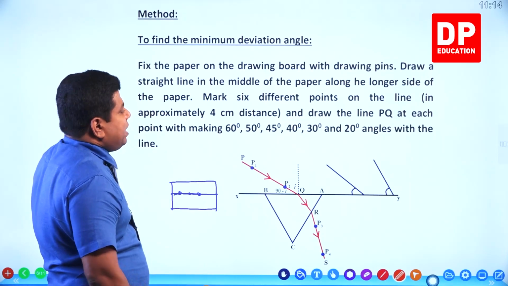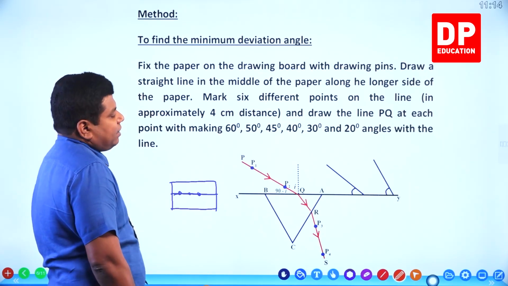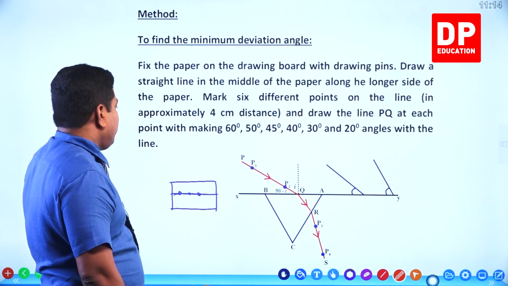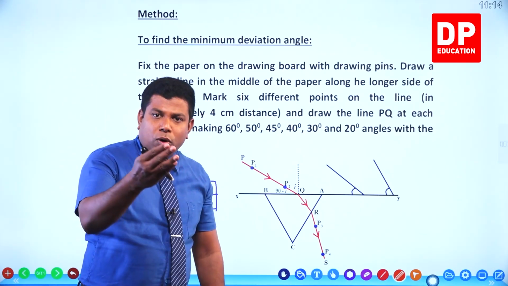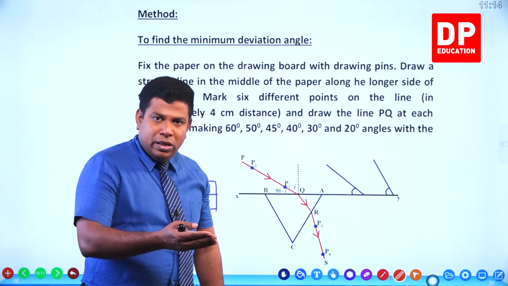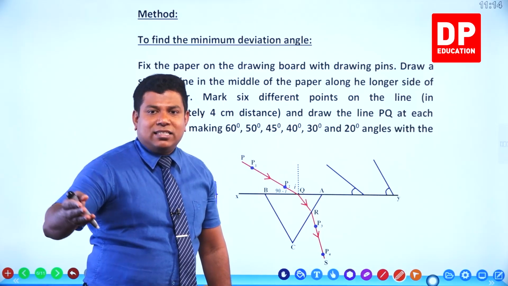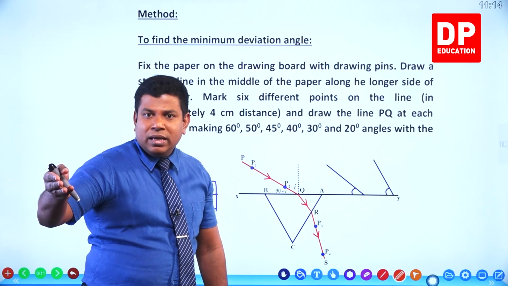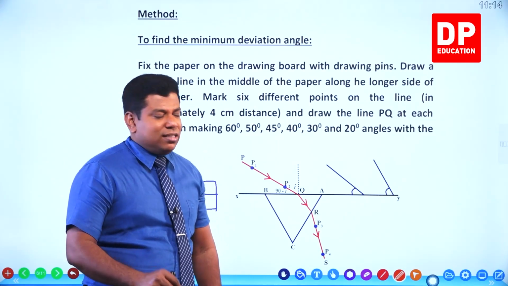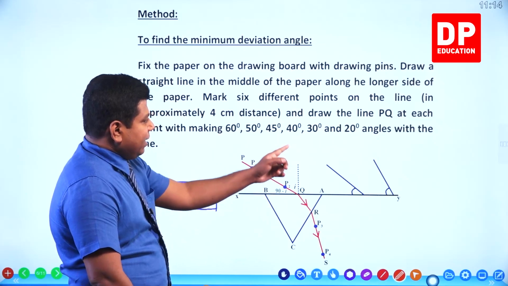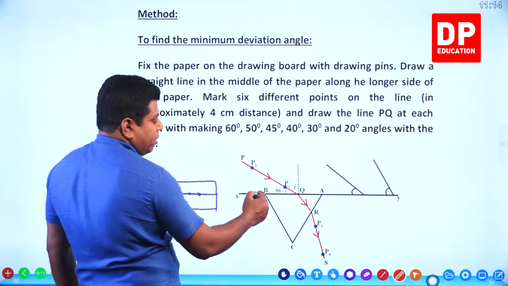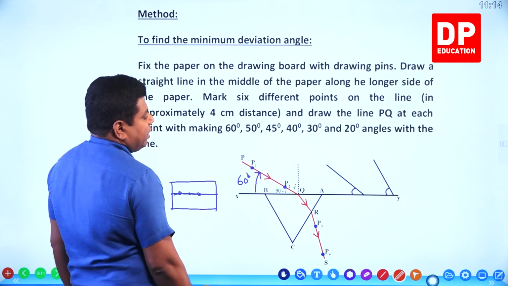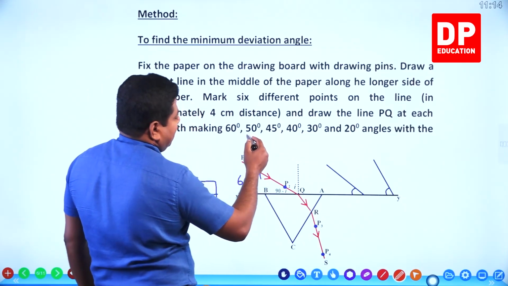And draw the line PQ at each point, making 60 degree, 50 degree, 45, 40, 30 and 20 degree angles with the line. You remember PQ was our incident line. I am taking 6 different incident lines, so I am drawing PQ again and again 6 times at 6 different points, but not with the same angle. I am changing the angle. Initially I am taking 60 degree from the given line. So initially I will mark it at 60 degree, then I will mark it at 50, 45.